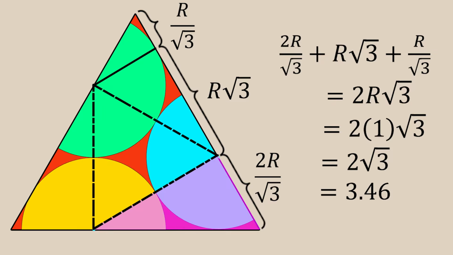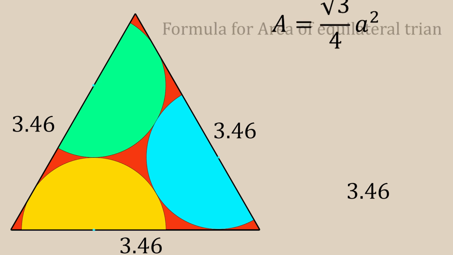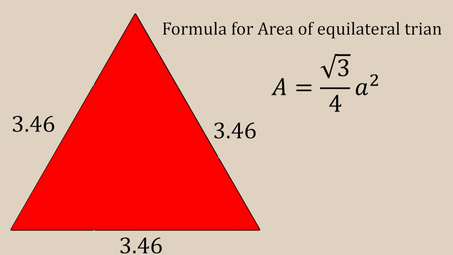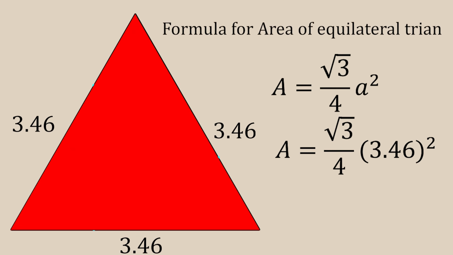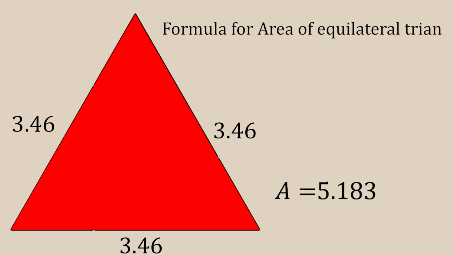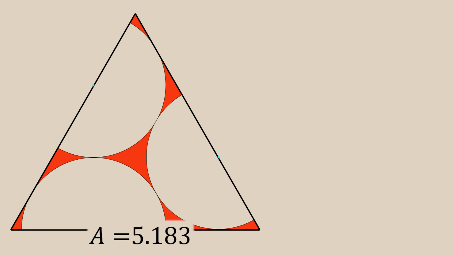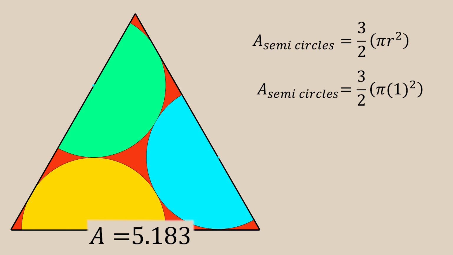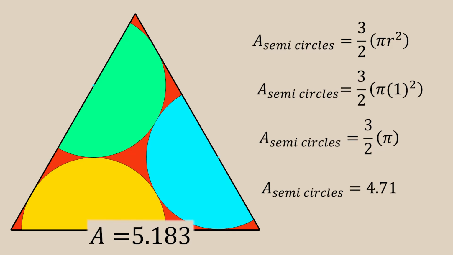Now we find the total area using the formula for an equilateral triangle. If we replace the side length with 3.46, the area of the triangle equals 5.18. However, we only need the remaining red space. We have 3 equal semicircles, which is equivalent to 1.5 full circles with radius 1. Since the area of a circle is pi r squared, and r is 1, the total area of the semicircles is 1.5 times pi, which equals 4.71.